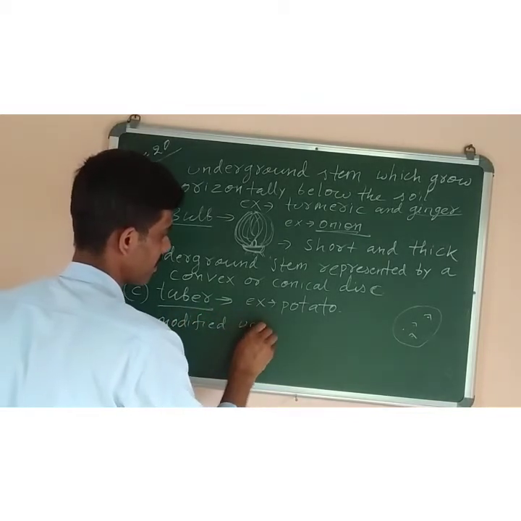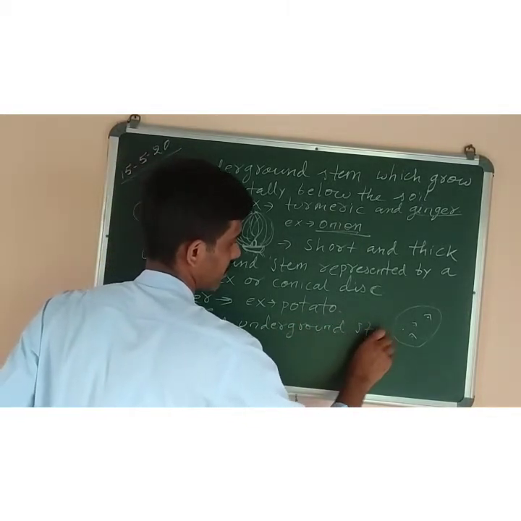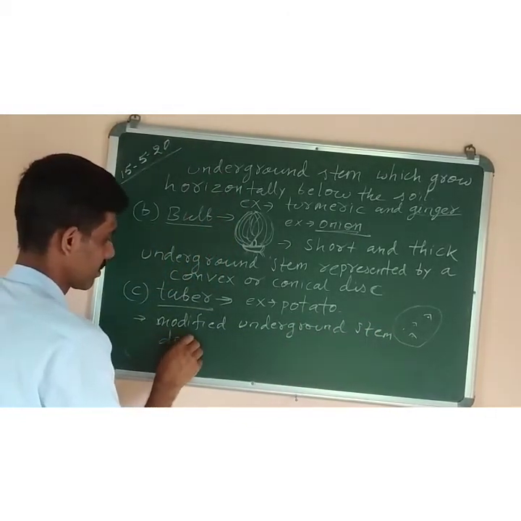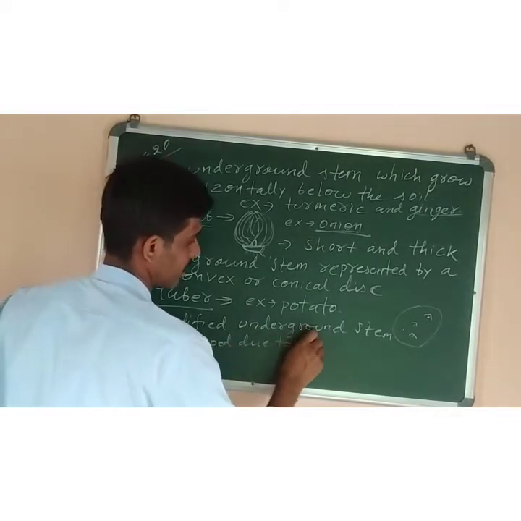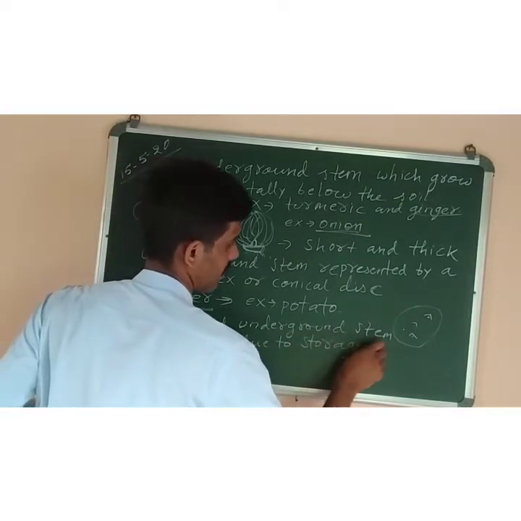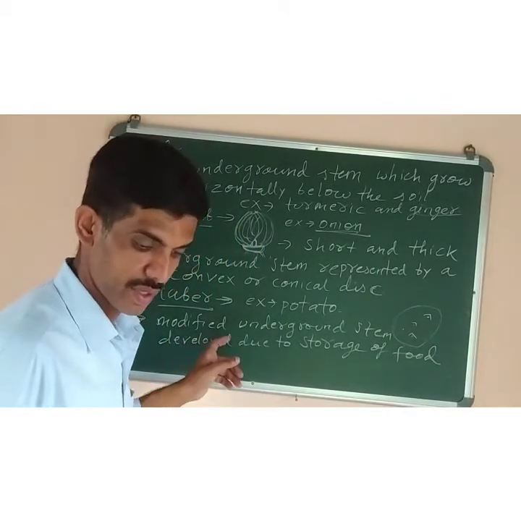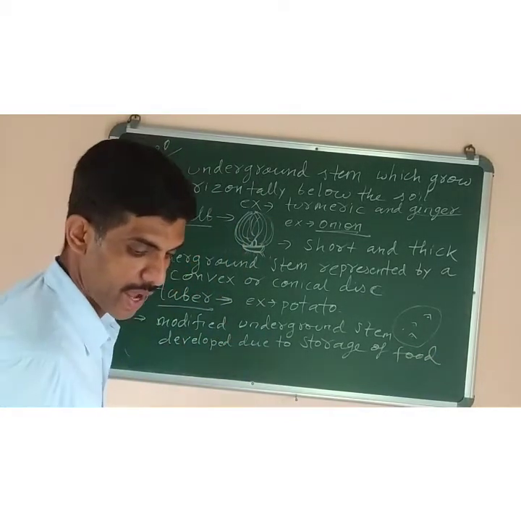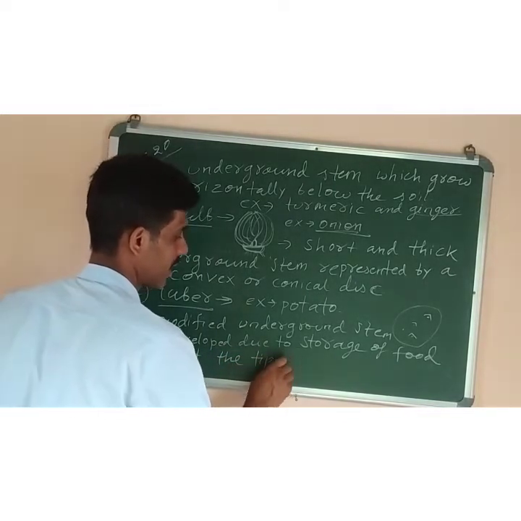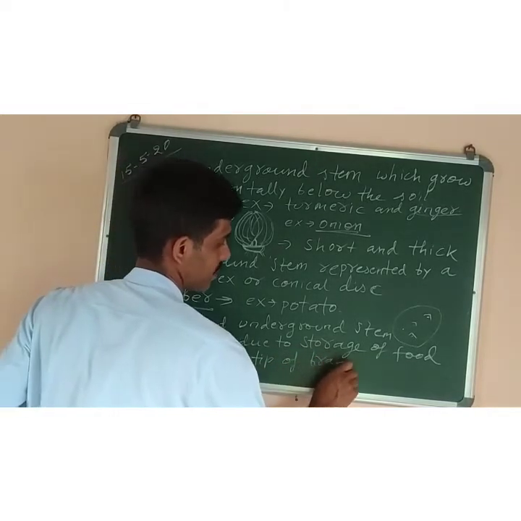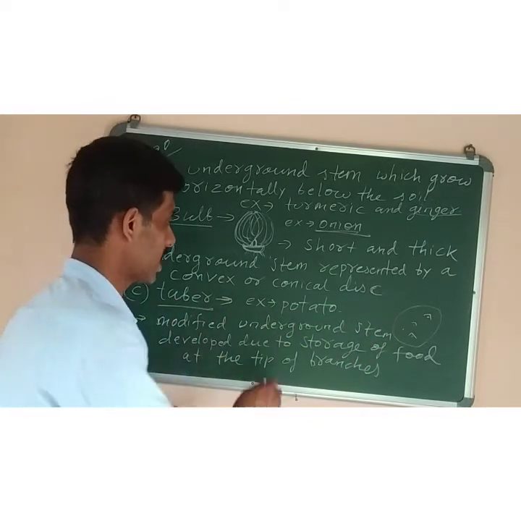Modified underground stem developed due to storage of food. Underground modified stems developed due to accumulation of reserve food at the tip of branches. Storage of food at the tip of branches. The example you already wrote, that is tuber. Potato is the example of tuber.